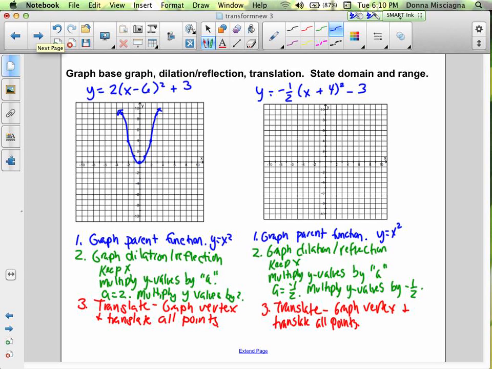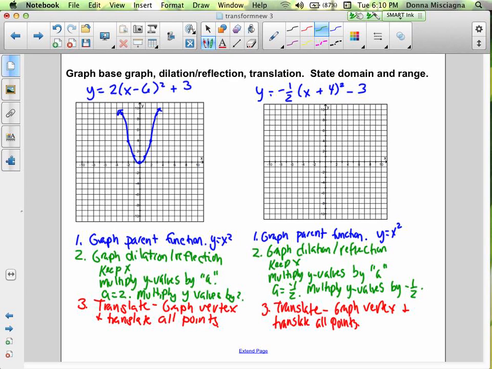Step 2, we must do the dilation reflection first. So remember I said that the y values from the parent function are going to get multiplied by a. We can do this right here on the graph. It's easy to do it in your head. If you want to write it down, you can, but it's actually really easy to do it in your head, and I'm going to show you.